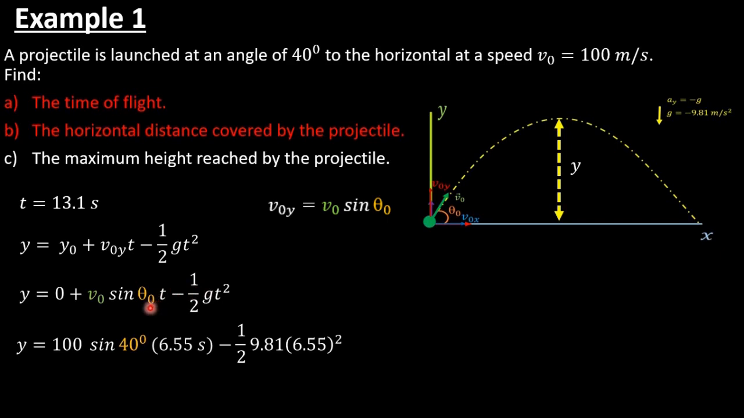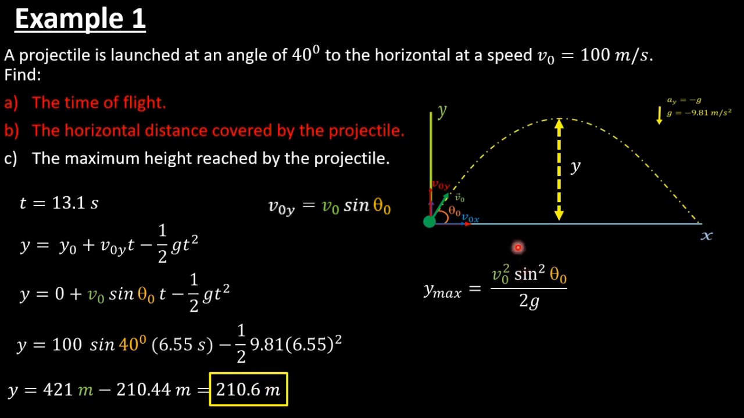Substitute all my values in. So I knew what theta was. I knew what v sub 0 was, which was 100. I know the time of flight to go from this point to that point. I know the acceleration due to gravity. So I substituted all those in. And then 100 times sine 40 times 6.55 seconds gives me 421 meters. And then 1/2 times 9.81 times 6.55 squared gives me 210.44. And then find the difference, I get 210.6 meters. But if I apply this equation that we derived earlier on, and then substitute those numbers in, I'd end up with the same answer.